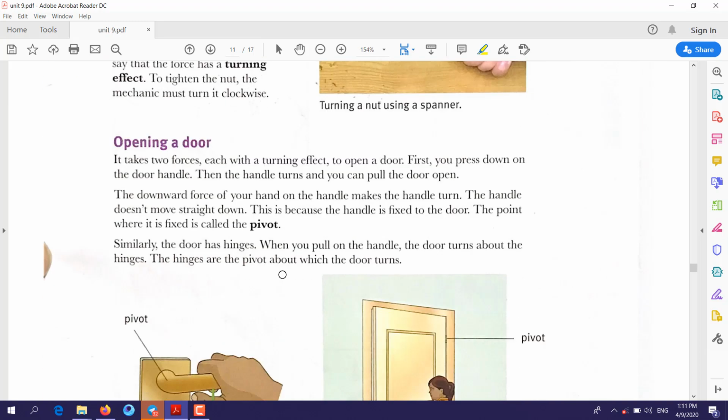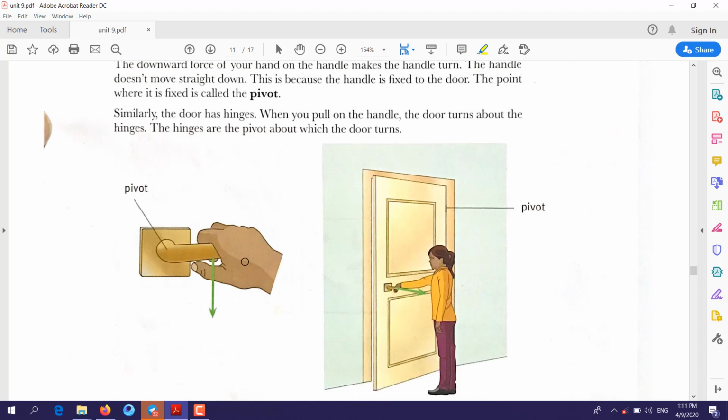Opening a door is an example of the turning effect. This is the handle of the door. If you want to open the door, you apply force on the handle. The handle makes this object turn, and when it turns, you can open the door.